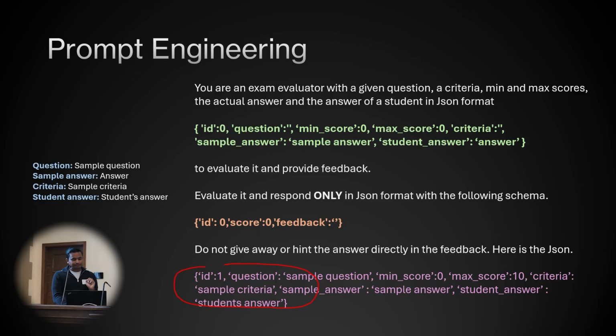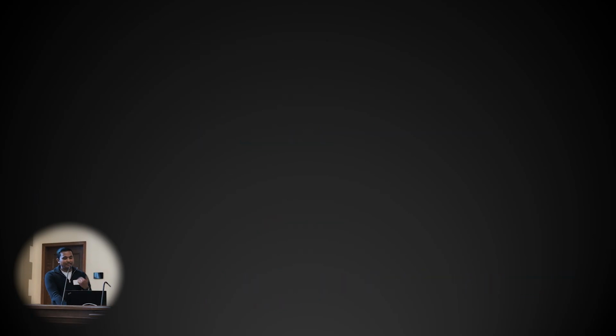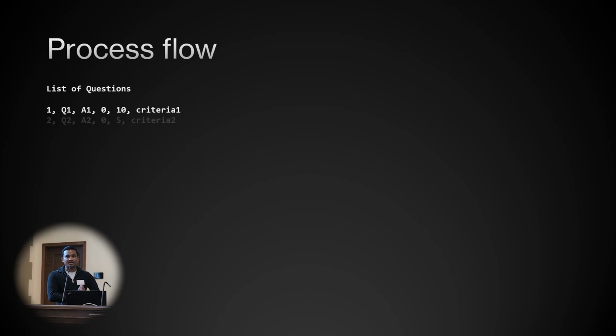So now, let's talk about the process flow of this. First of all, we have a list of questions. If you're an instructor, you create a list of questions with criteria, with sample answers, and the grade, right? You can see here, it's a little bit technical. What you see here is, Q1 is actually a question, A1 is the actual answer, and then 0 and 10 are like the range of how you want it to be graded, and then you have the criteria.